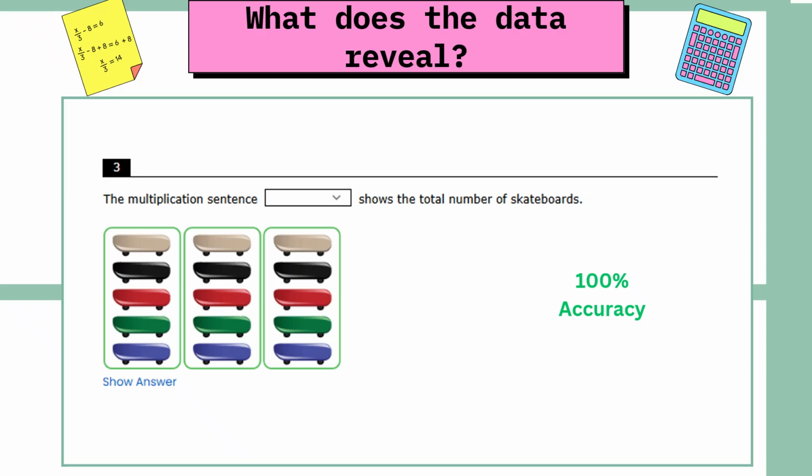And students were to select the multiplication sentence that matched the skateboards, which was the three groups of five. So it's 3 times 5 equals 15 that was the correct answer.